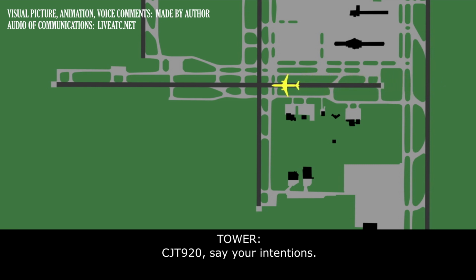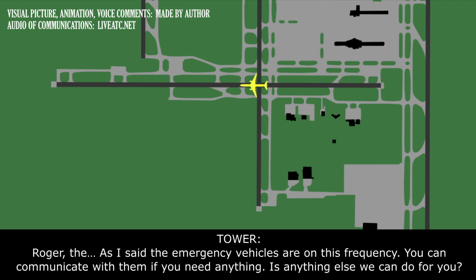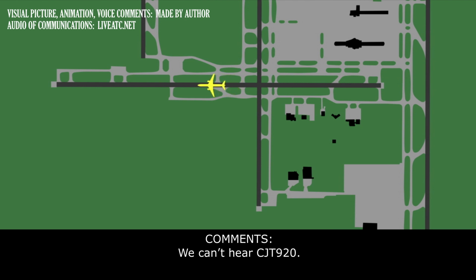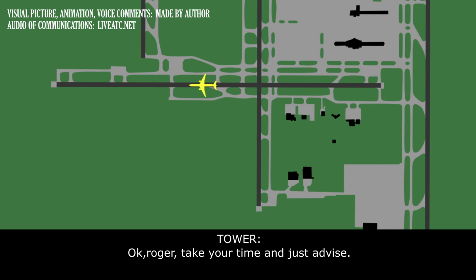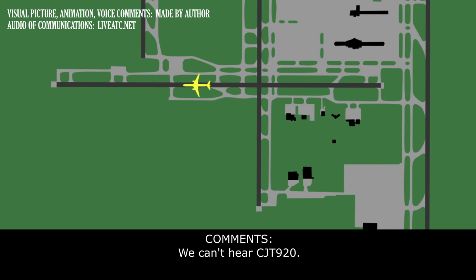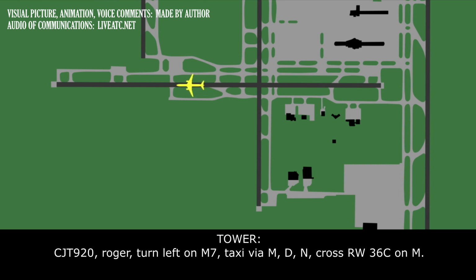CargoJet 920, say your intentions. Roger, as I said, the emergency vehicles are on this frequency. You can communicate with them if you need anything. Is there anything else we can do for you? Okay, roger, take your time and just advise. CargoJet 920, roger, turn left on Mike 7, taxi via Mike, Delta, November, cross runway 36 center on Mike.